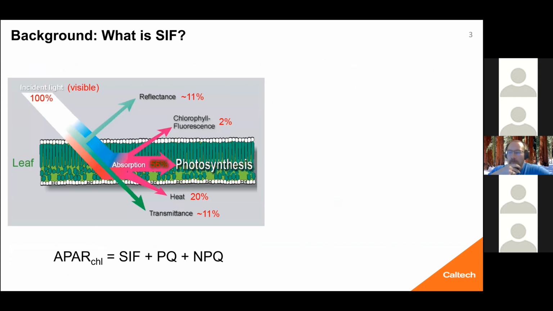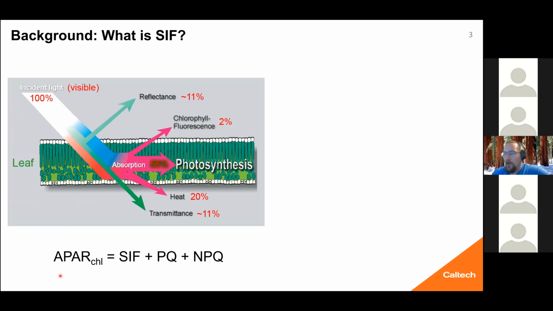So what is SIF? Maybe not everyone is familiar with what solar-induced chlorophyll fluorescence is, but basically when sunlight hits a leaf, it has several different pathways. That light can be reflected, transmitted, or absorbed in the leaf. Now, once the light is absorbed by the leaf, it has three primary pathways. It can be re-emitted as chlorophyll fluorescence, it can be used for photosynthesis, or it can go to heat. And this is loosely termed photochemical quenching and non-photochemical quenching.